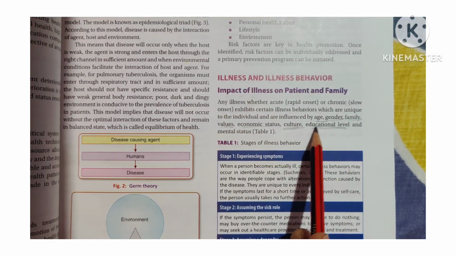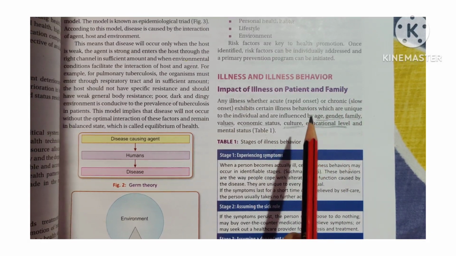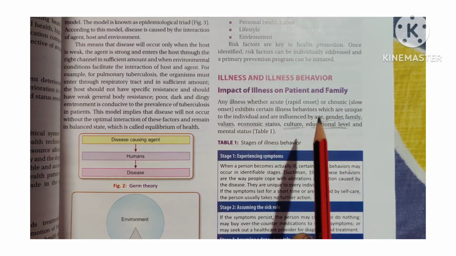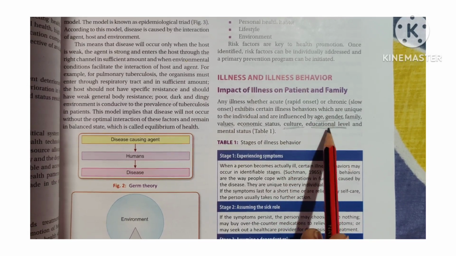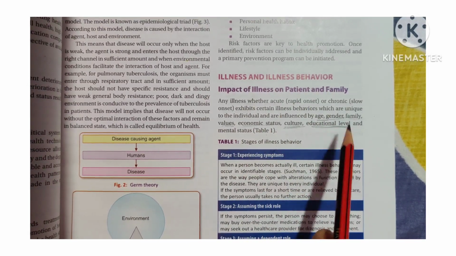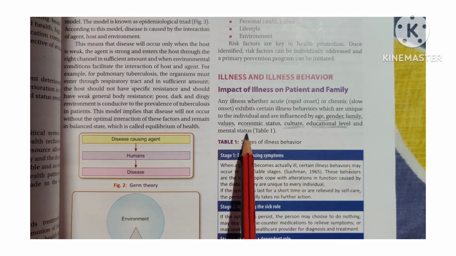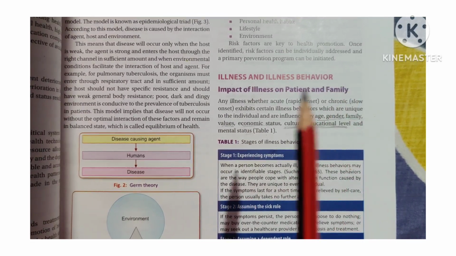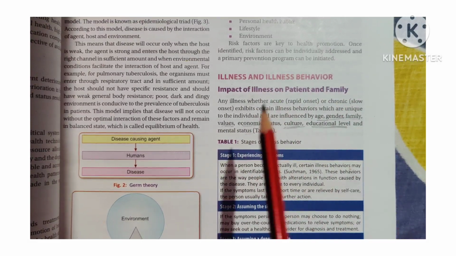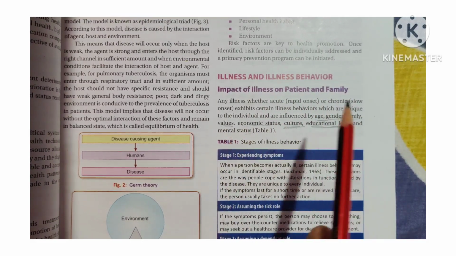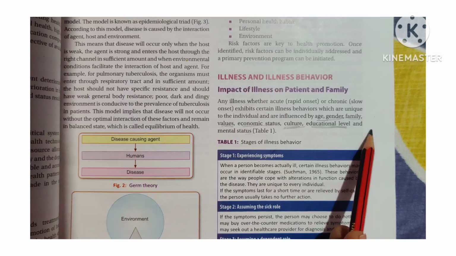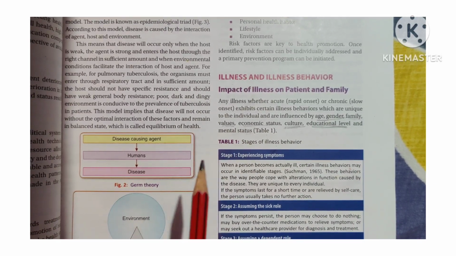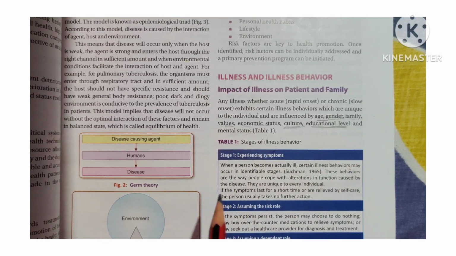Education level: how much understanding you have of the illness, whether you are aware of it or illiterate, whether you have knowledge about that illness, everything will influence your illness behavior. And your psychological status: in the health definition itself we have stated that it is not only physical, it is emotional, psychological, social, everything comes under health. So your education level and mental status will also shape your illness behavior.